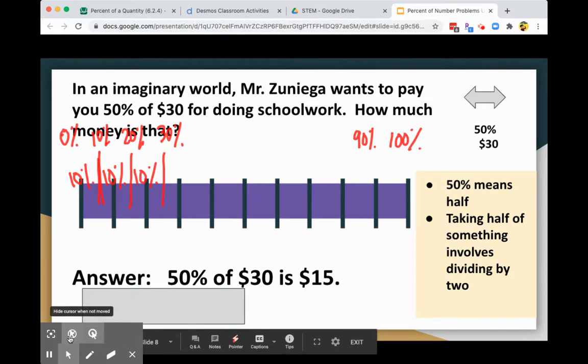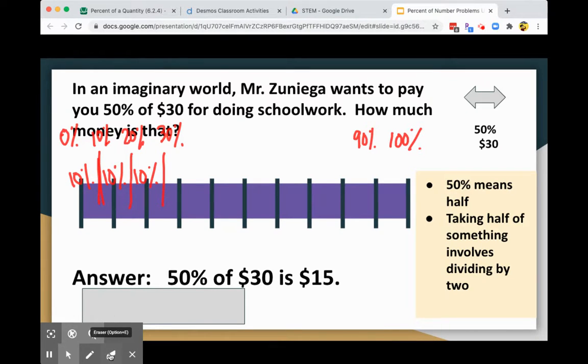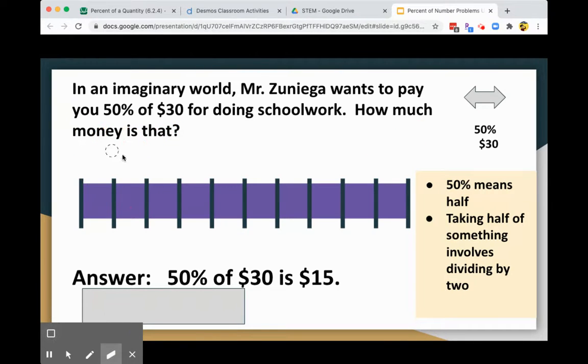Let me see if I can erase the whole thing here. Oh, okay. All right, there we go.